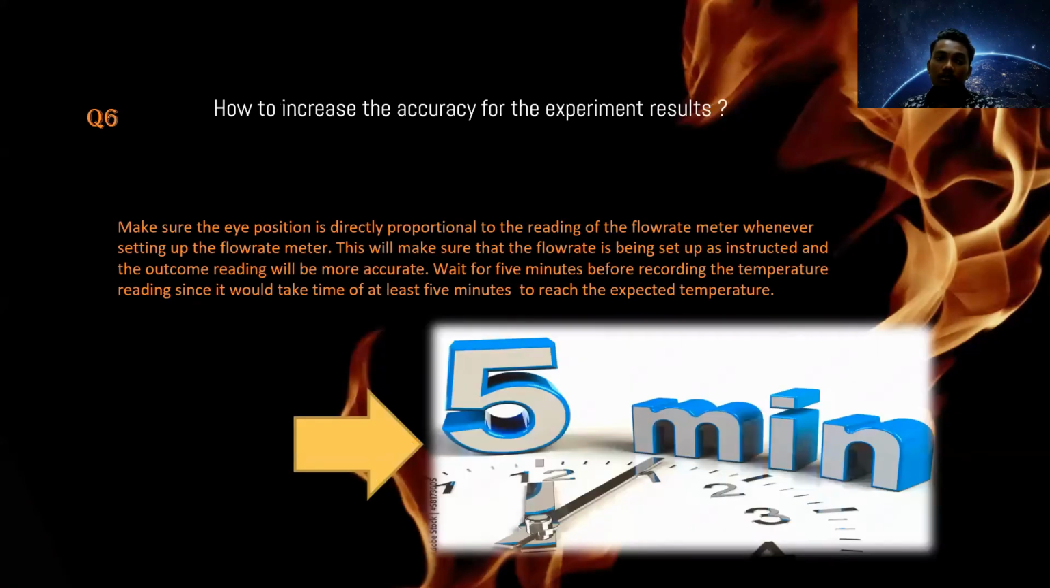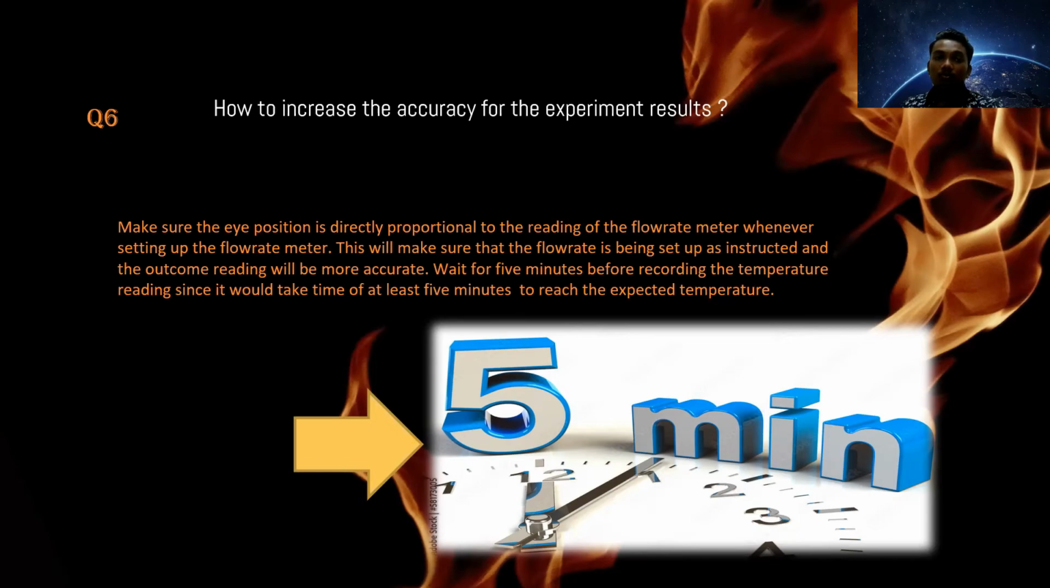For question number 6, what is the way to increase the accuracy of the experiment result? The way to increase the accuracy is to make sure the eye position is level with the reading of the flow rate meter whenever setting up the flow rate. This will make sure that the flow rate is set up as instructed and the reading will be more accurate, which means the eye position should be level with the meniscus of our flow rate meter.